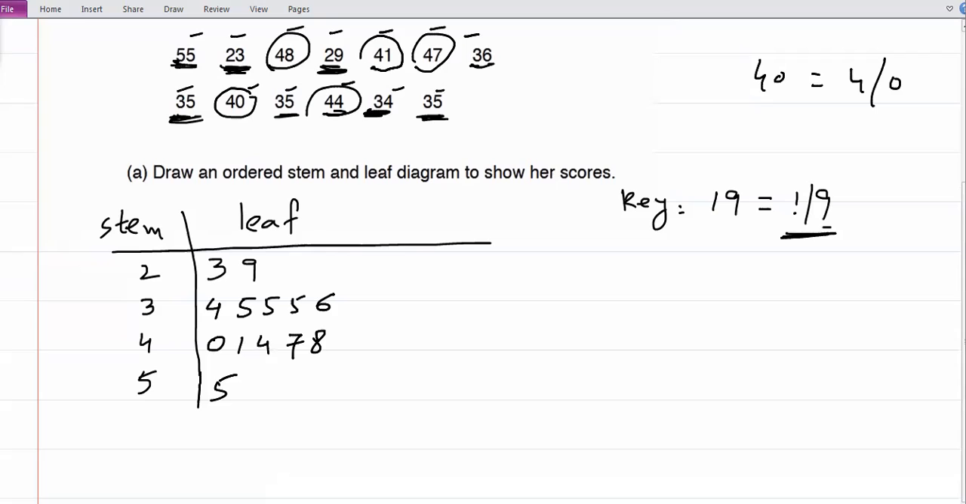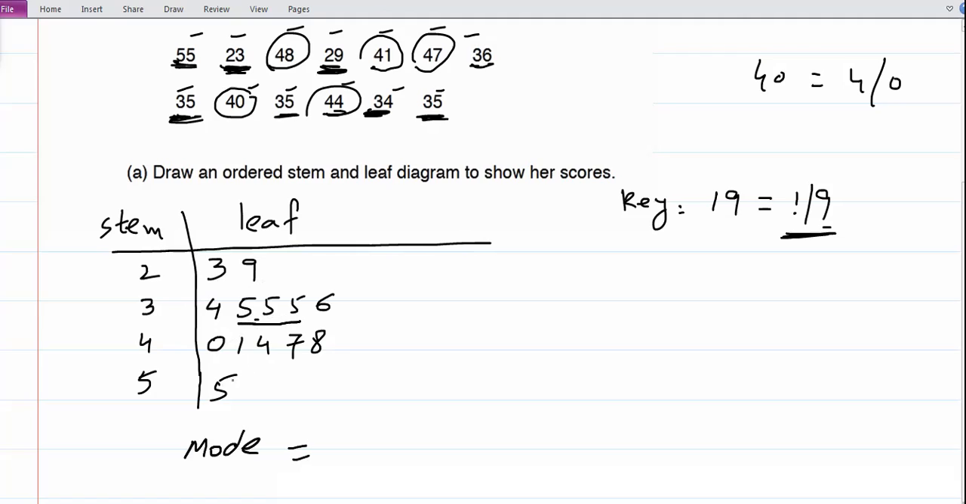Sometimes when a stem and leaf diagram is given, you may be asked to work out certain things. For example, for the same question, if you are asked to work out the mode. Now, what is mode? Mode is always the most repeated value. Check in any row which digit is the most repeated. For example, in this row, 5 is the most repeated digit.